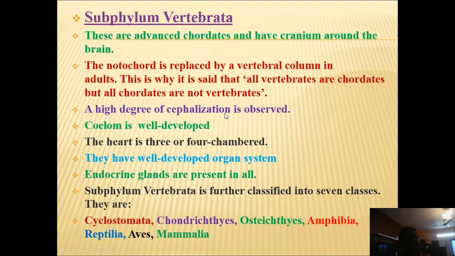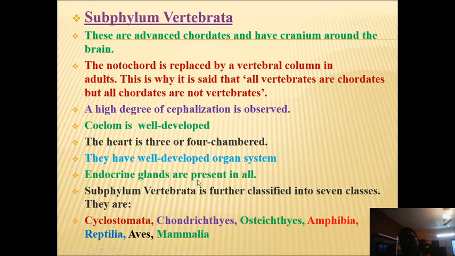For example, a well-developed coelom is present. Then the heart is 3 to 4 chambered. Then there are different types of organs present in all vertebrates. That is, digestive system present, respiratory system present, excretory system present, nervous system well developed, sense organs are present, endocrine glands are present. Then they show different types of metabolic activities.